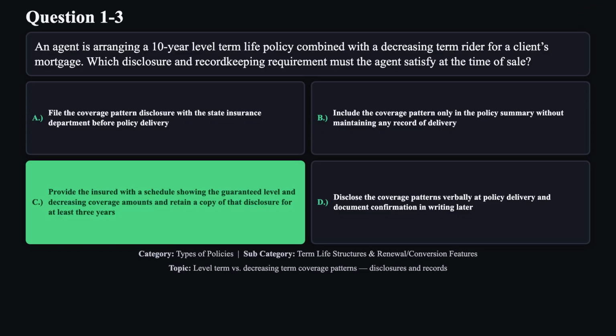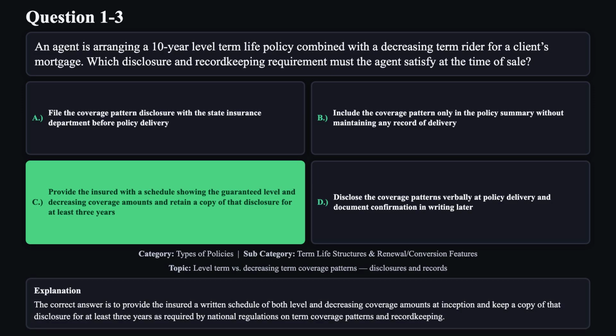The correct answer is C. The correct answer is to provide the insured a written schedule of both level and decreasing coverage amounts at inception, and keep a copy of that disclosure for at least 3 years, as required by national regulations on term coverage patterns and record keeping.